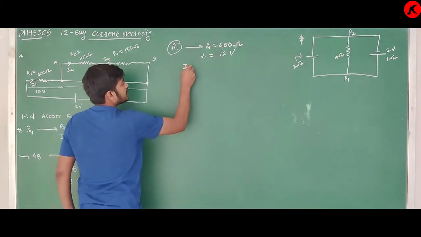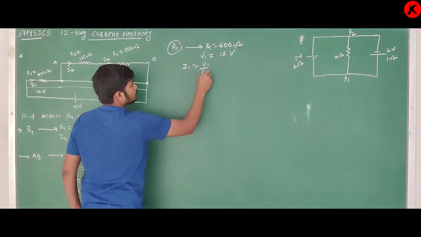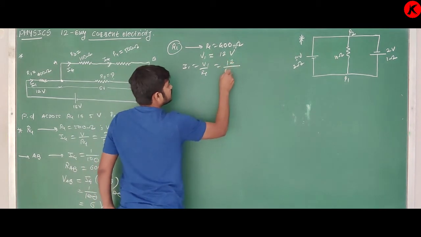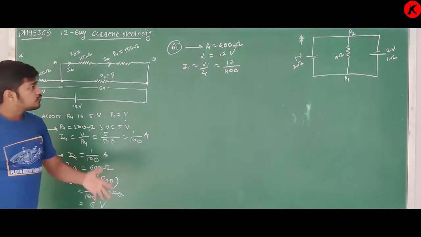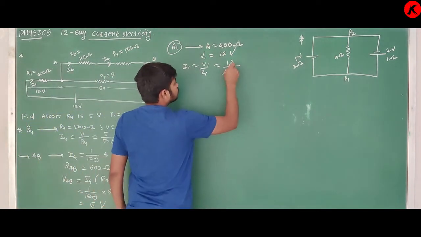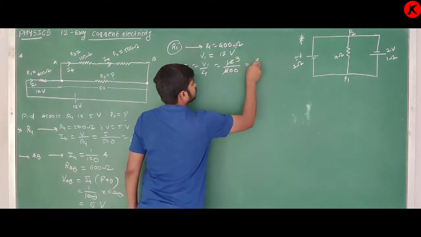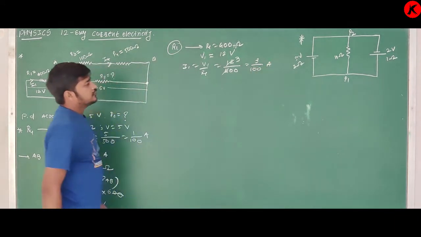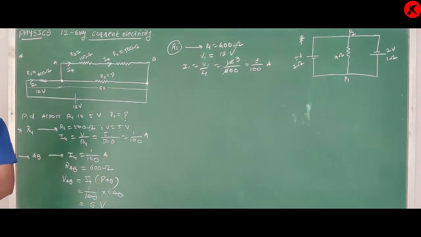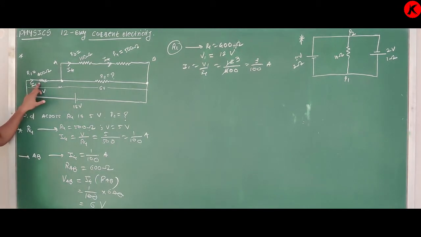So we can find that I1 is equal to V1 upon R1. It is 12 divided by 400. So it is 4 into 3, so it is 3 divided by 100 ampere. This is the current flowing through this resistor.